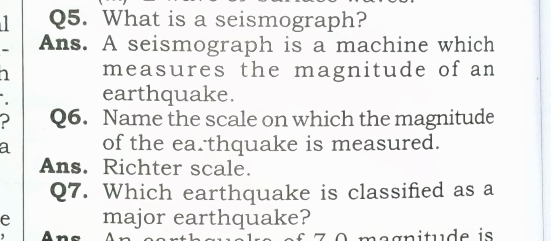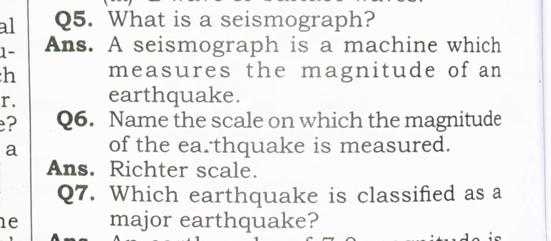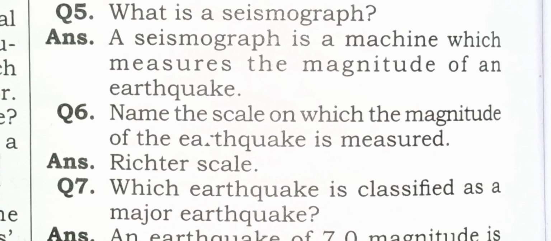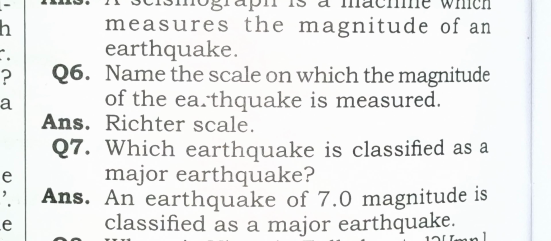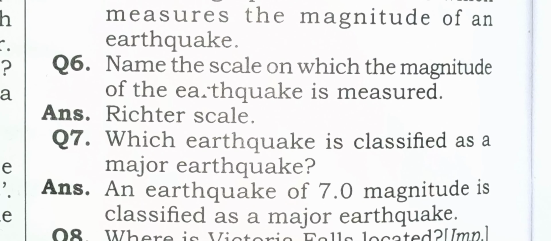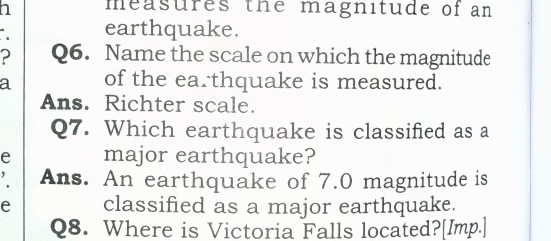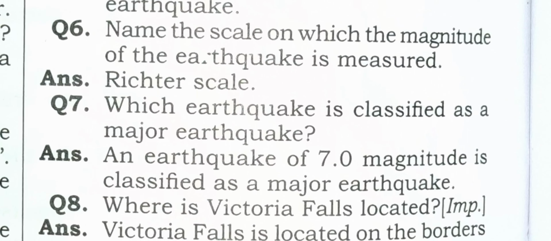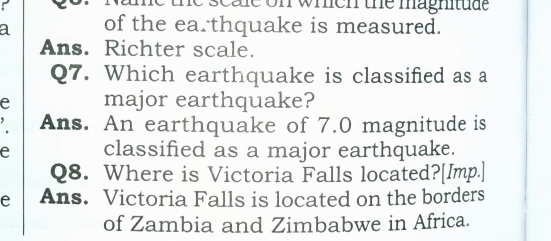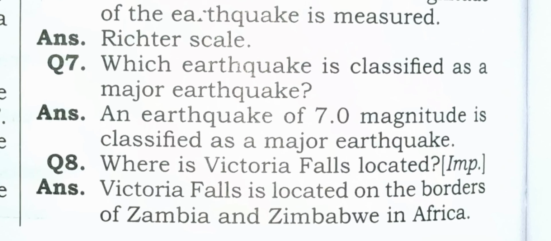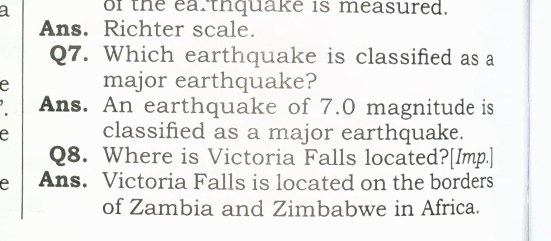Question number 5. What is a seismograph? A seismograph is a machine which measures the magnitude of an earthquake. Question 6. Name the scale on which the magnitude of an earthquake is measured. Richter scale. Question 7. Which earthquake is classified as a major earthquake? An earthquake of 7.0 magnitude is classified as a major earthquake.